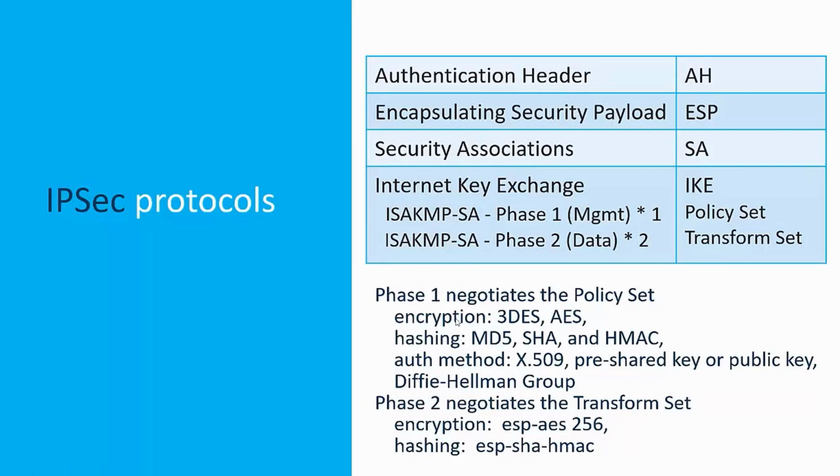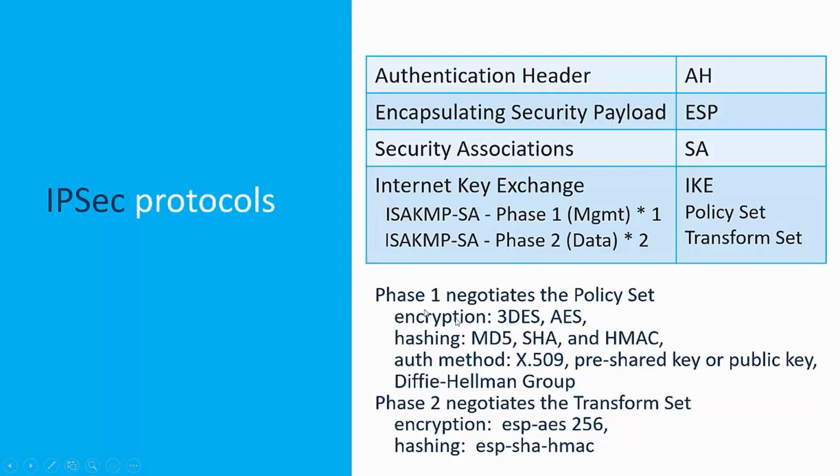Now, there are two phases in IPsec. There's the Phase 1 Security Association and the Phase 2 Security Association. Phase 1 is used for management and Phase 2 is used for data. Phase 1 creates the policy set, and Phase 2 creates the transform set. There's a single policy set used for management in Phase 1, and there are two, one inbound and one outbound, transform sets used for data. All of the things that are set up in these two phases in these security associations are basically all of the security methods we're going to be using.